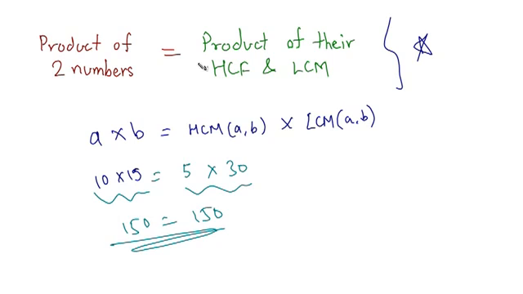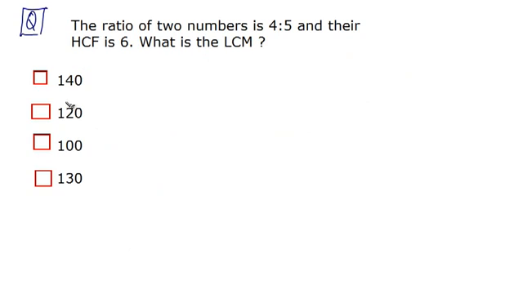Okay, based on this property, let's solve this question. The ratio of two numbers is 4:5. The ratio given is 4:5 and their highest common factor is 6. What is the LCM of these numbers?